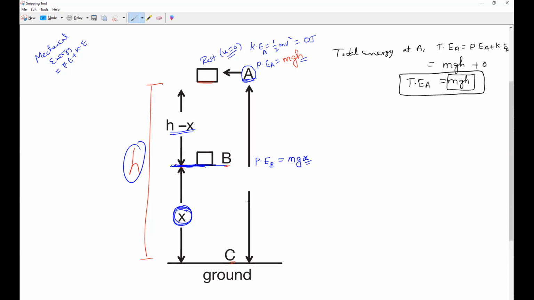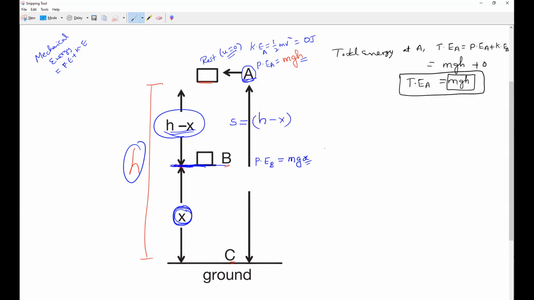Now observe very carefully. If X is the height of the position B from the ground, what is the displacement of the body from A to B? Check it, everybody. I want to know. What is the displacement of the body from A to B? Everybody. H minus X. H minus X is the displacement of the body.